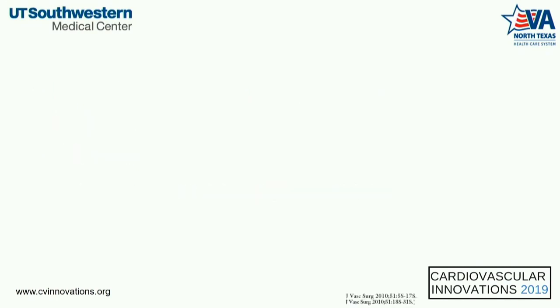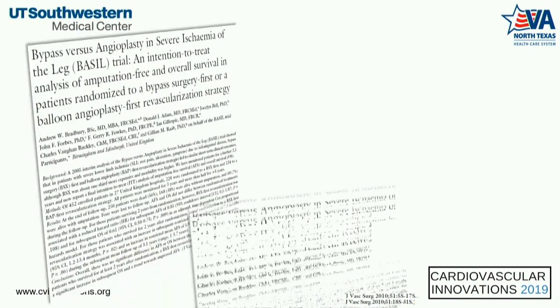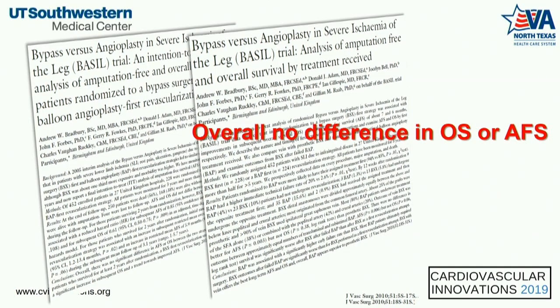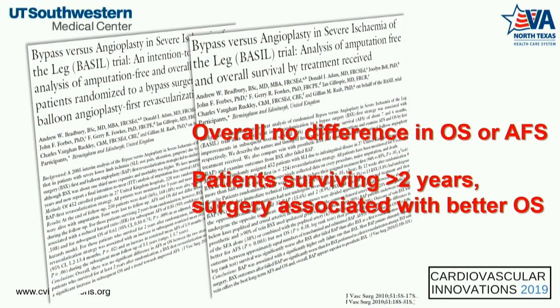And just a couple of things, our decision for endovascular versus surgery is often based upon the BASIL trial, which granted is several years old now, but did tell us that overall there was no difference in overall survival or amputation-free survival. But in patients surviving over 2 years, it looked like surgery would be associated with a little bit better, but statistically significantly better overall survival.